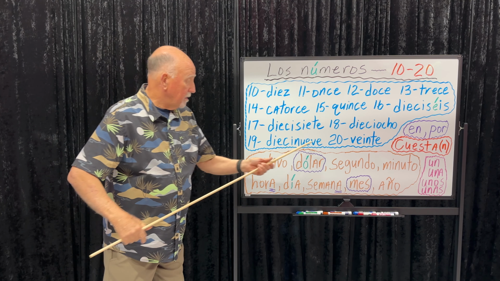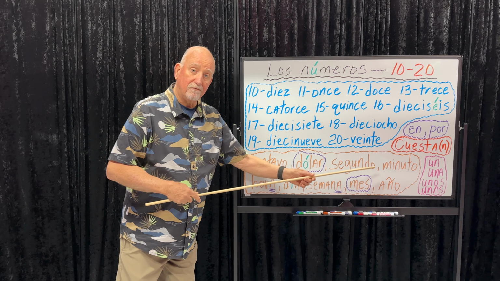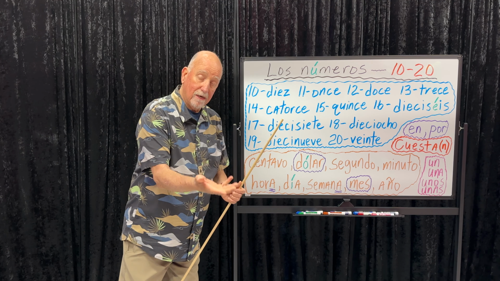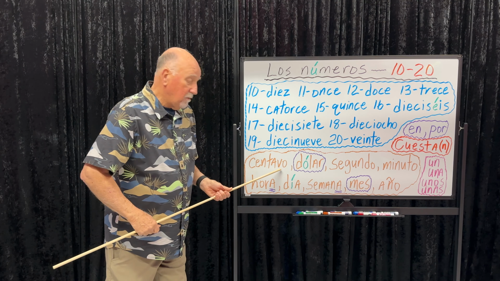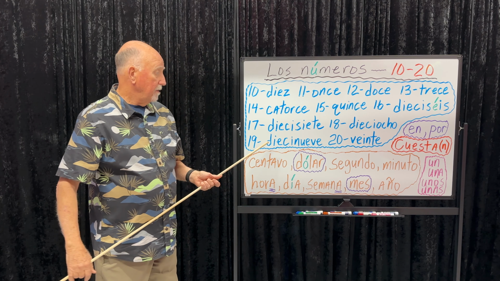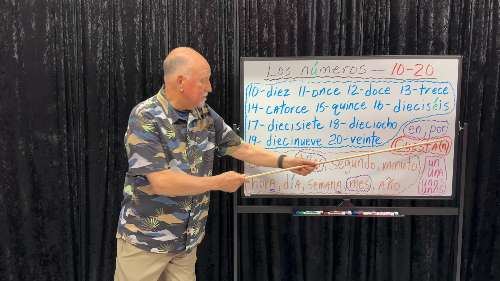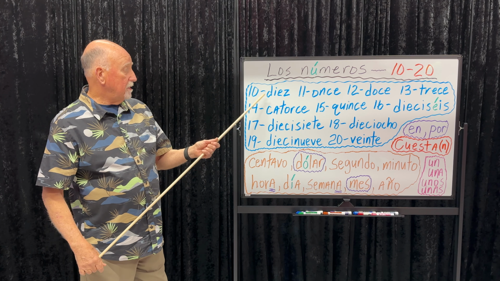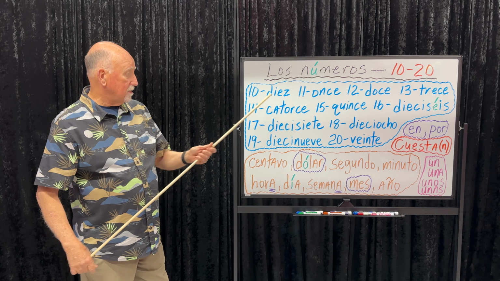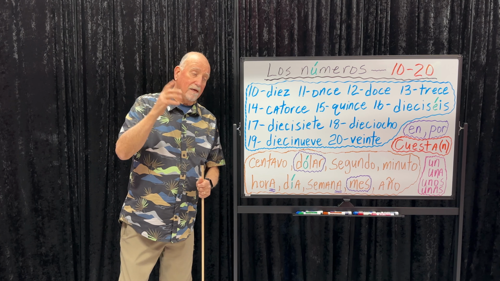So we're reviewing the words on the bottom here in brown. Las palabras aquí abajo en café. The words down on the bottom here in brown. Las palabras aquí abajo, down here. Aquí abajo en color café. We're learning, again, these new expressions. En, por, cuesta, cuestan. And the numbers. 10, 11, 12, 13, 14, 15, 16, 17, 18, 19, 20.